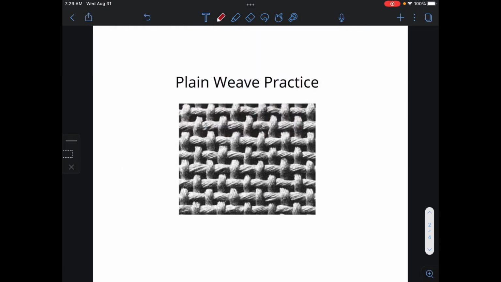Let's go ahead and work through this one together, working with our warps up and down first. Let's count. 1, 2, 3, 4, 5, 6, 7, 8, 9, 10, 11. So 11 warps across. Let's count our wefts up and down. 1, 2, 3, 4, 5, 6, 7, and 8. To find our thread count, just add them together. In this case, 11 plus 8 is going to give us a thread count of 19.